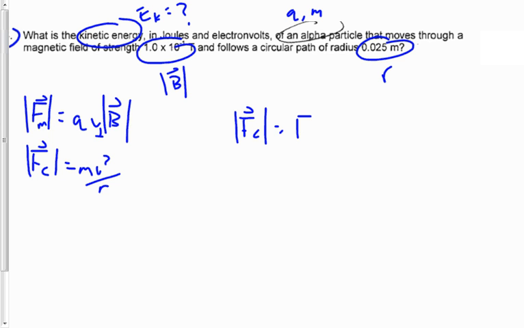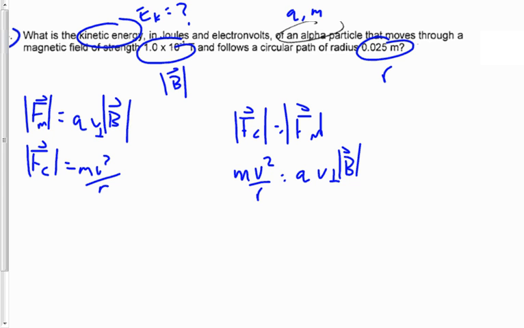There's no guarantees. We might end up trying this and finding we have 2 or 3 unknowns, and then we have to try something else, and that's okay. Don't panic about that. But try this first, because you're not going to go wrong with it, and odds are you're going to go right with it. So let's try this. mv squared over r is equal to qvb.